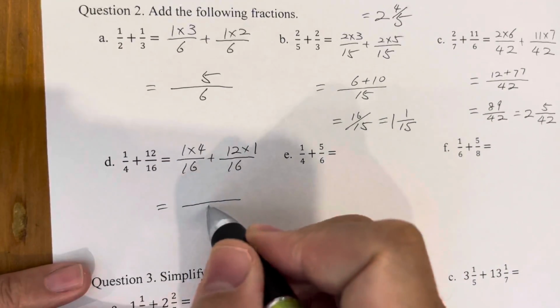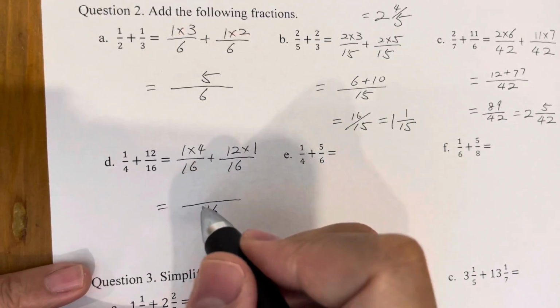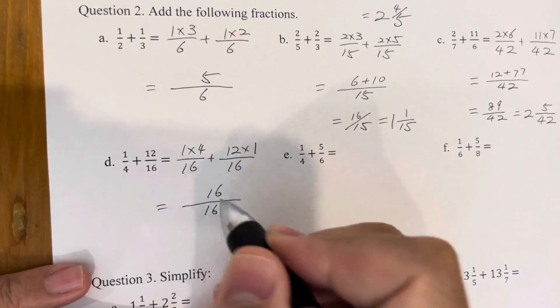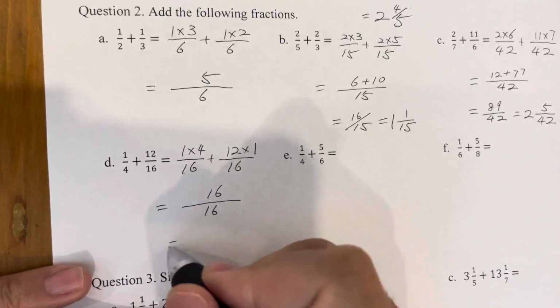Combine two fractions together with a common denominator. 4 plus 12 is 16. Then 16 over 16 is like 16 divided by 16, which is 1.